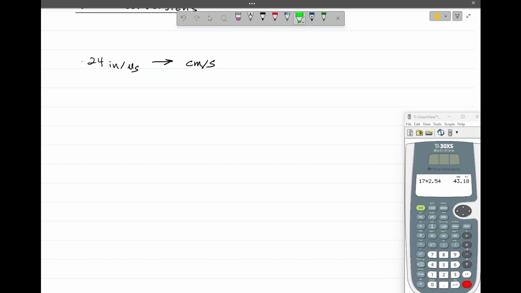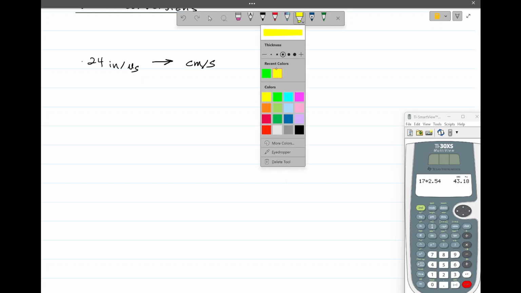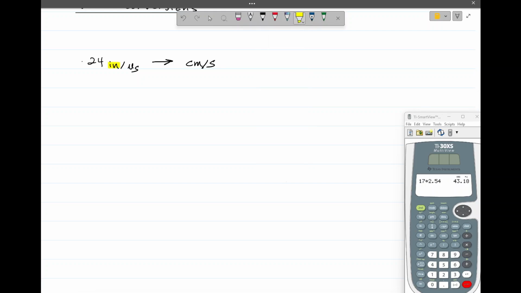So a couple different things going on here at once. The first thing is we're converting inches to centimeters. And then also at the same time, we're going to be converting microseconds to seconds. So actually 2 different conversions happening at one time. Not only that, I think you could see here, we're going from inches, which are imperial units, over to centimeters, which is metric units. So really, we got kind of 3 things going on here at once. But it's all easy as long as you follow the steps.